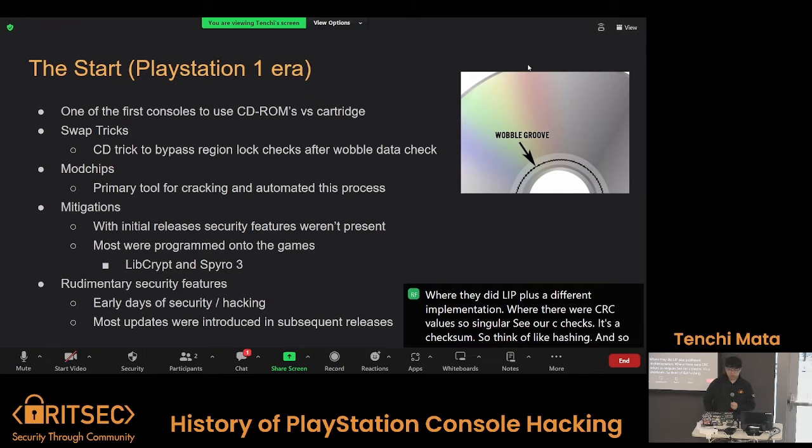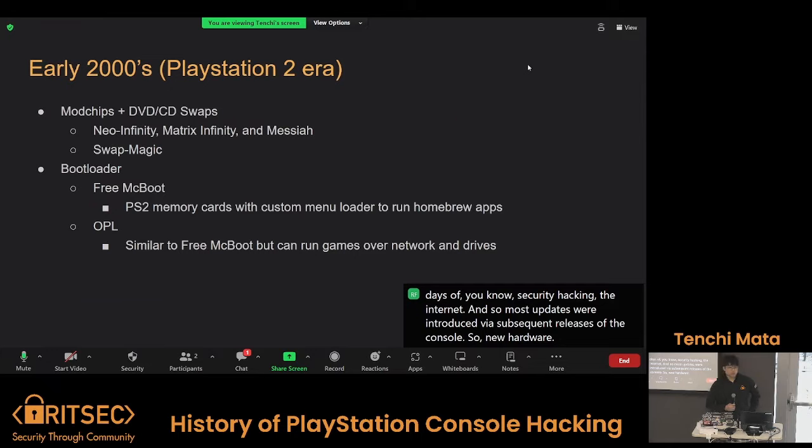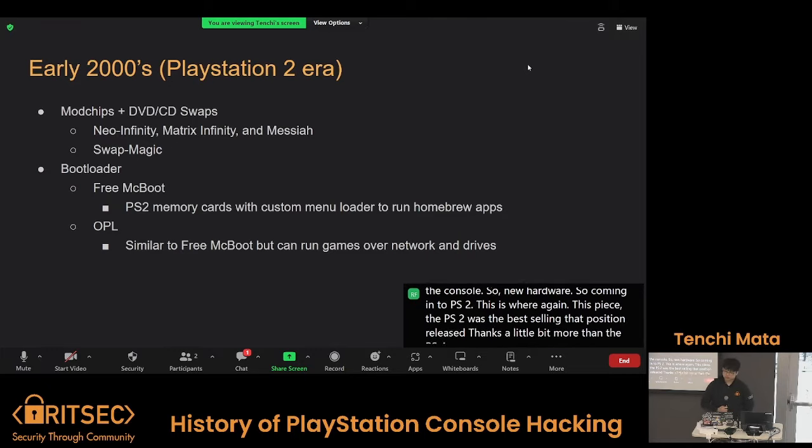And so the PlayStation 1 console was pretty much defeated early on. It had very rudimentary security features, since it was the early days of security, hacking, and the internet. Most updates were introduced via subsequent releases of the console, so new hardware. Coming into the PS2, this is where, again, the PS2 was the best-selling console that PlayStation released, I think slightly more than the PS4.